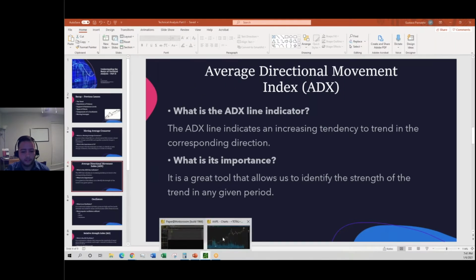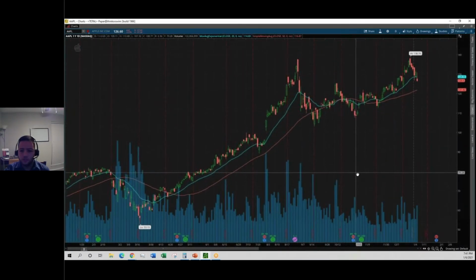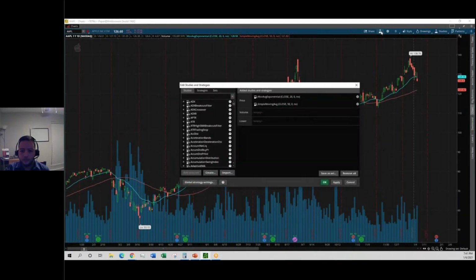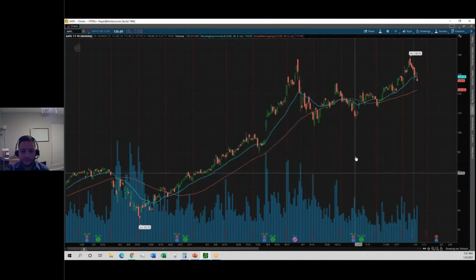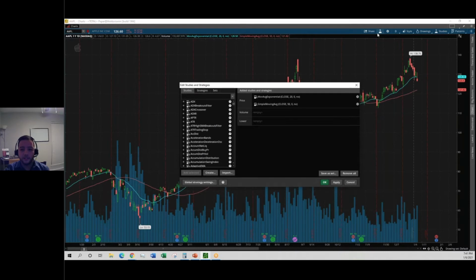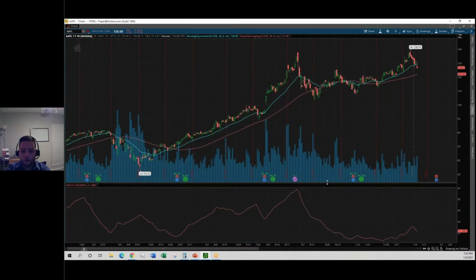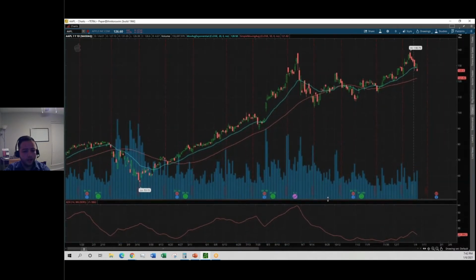Let's jump back to the same chart and let's plot the study. By the way, I'm using Thinkorswim, which is the proprietary platform of TD Ameritrade. It's very powerful for charting. It allows us to plot many studies. So I'm just going to my little vial here, and let's plot ADX. It's the first one that pops up. We just apply it, and here's how it looks.